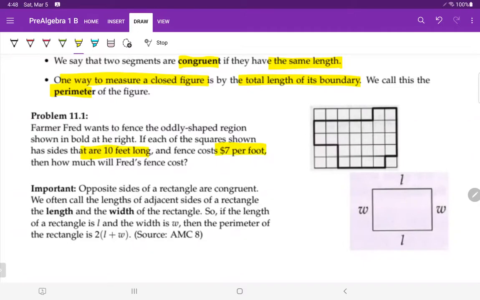This is a fence, so we need to know the length of the fence first, because each foot costs $7, right? So how many feet do we have? Each of them is 10. So 10, 20, 30. So we have 50 here.